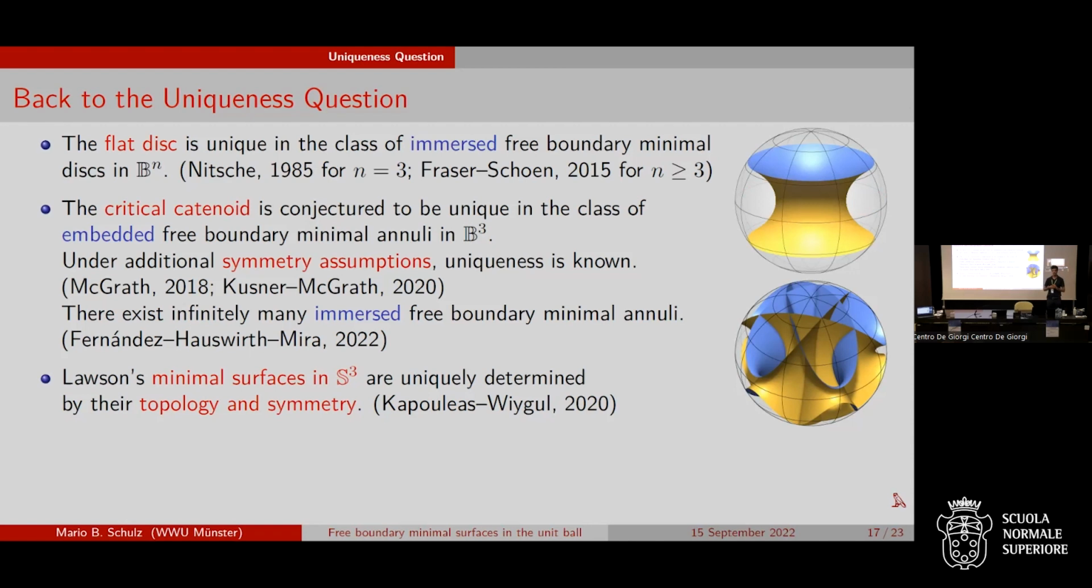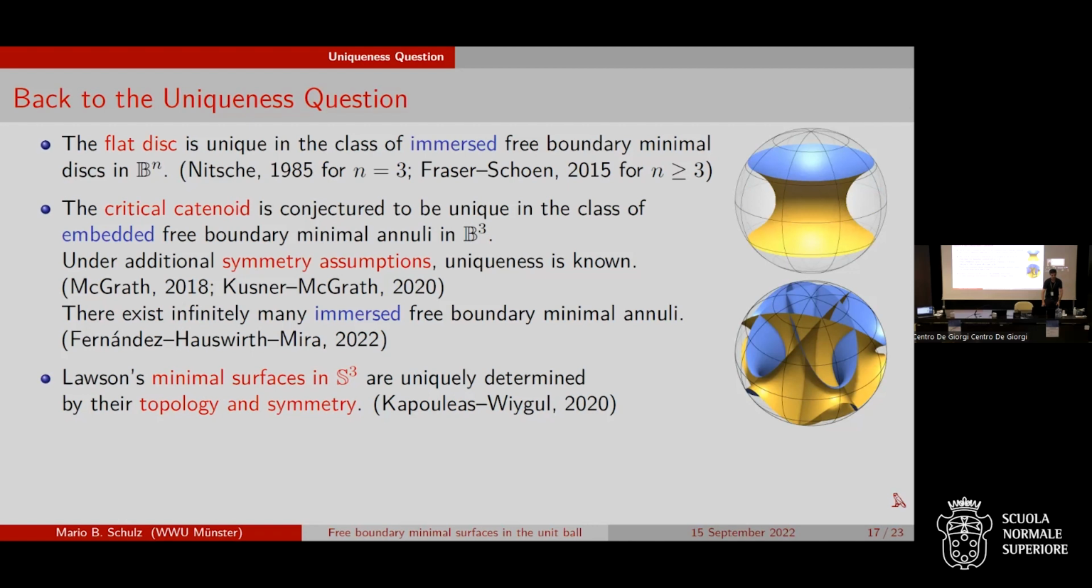So Lawson surfaces have been known to be non-unique if you simply prescribe this topology. That's part of Lawson's work, right? So Lawson finds different examples if the genus is not prime, for example. But if you also prescribe the symmetry group, then the surfaces are unique up to ambient isometries. So maybe the same is true in the free boundary case.